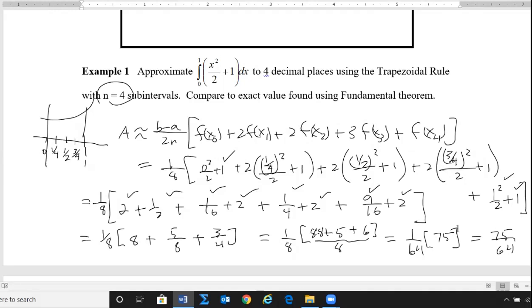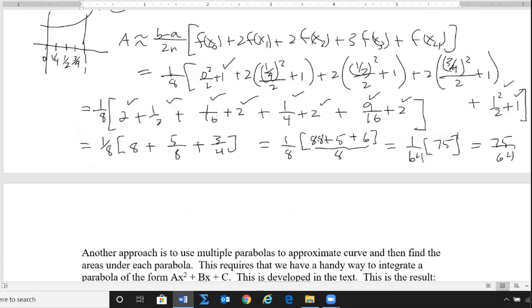Okay, now it also says compared to the actual value found using the fundamental theorem. So we're going to have to come down in here. Let's use the margin here. We know how to do this one: the integral from 0 to 1 of x squared over 2 plus 1. And that would become x to the third over 6 plus an x, evaluated from 0 to 1. That becomes 1/6 plus 1, which is 7 over 6.